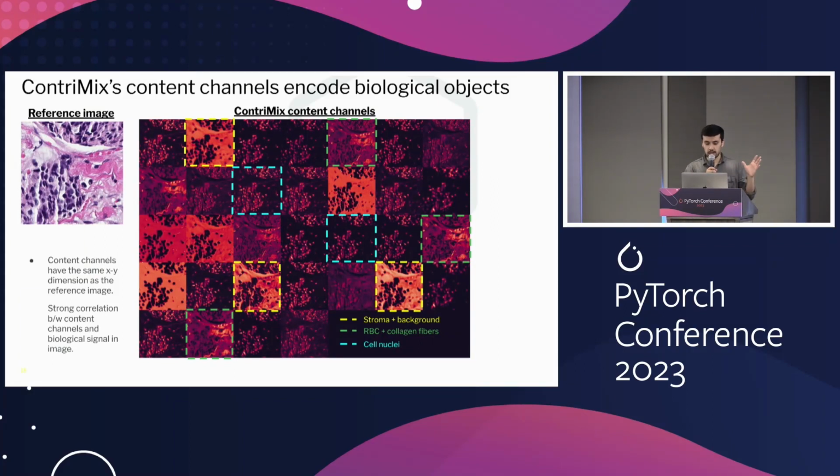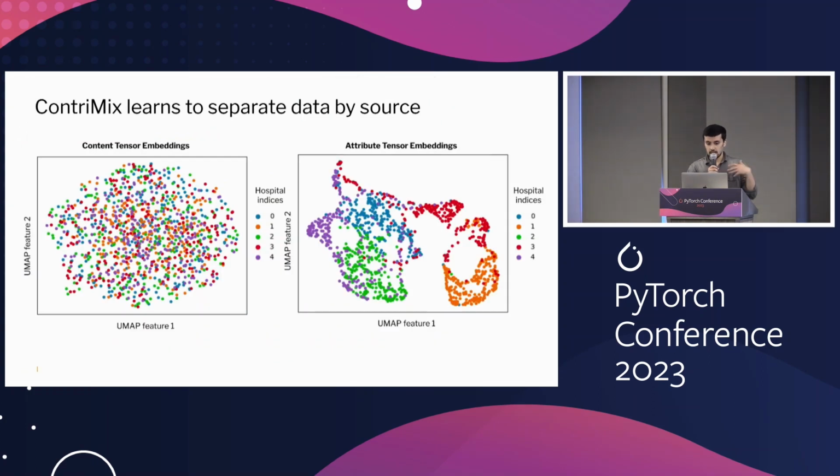We also observe high correlation between content channels from ContriMix and biological signal, which can be something like cell nuclei or RBCs, or red blood cells, in these images. Additionally, visualizing content and attribute features through UMAP indicates that the attribute encoder captures the differences across patches from different hospitals, while the content encoder learns hospital invariant features. And all of this is happening without having any access to domain supervision during training.